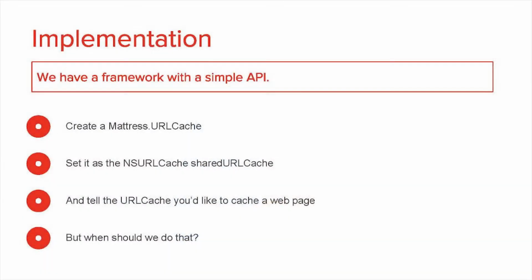So for the implementation of this in your app, you have a pretty simple framework with a nice and simple API. You just create this cache, because this is the only public aspect of it, and you set it as the shared URL cache. And then you just tell the URL cache you'd like to cache a web page. So you say, hey, I want to cache google.com for some reason. And it goes ahead and runs that. But when do you tell it that is the tricky question. And when to preemptively cache.